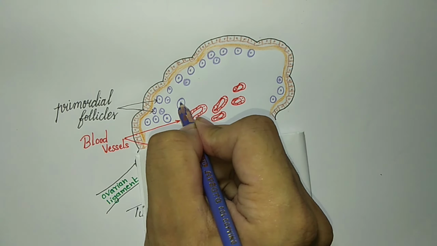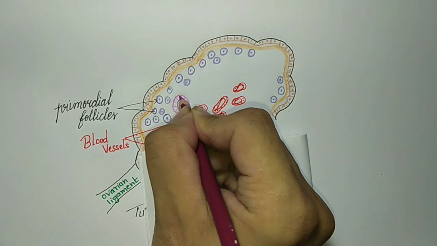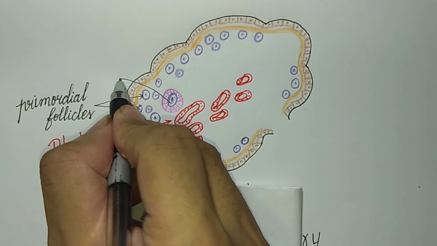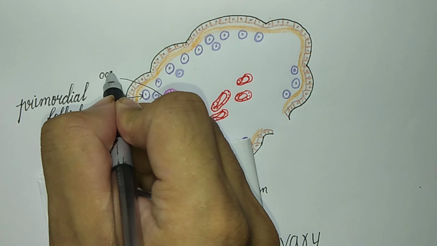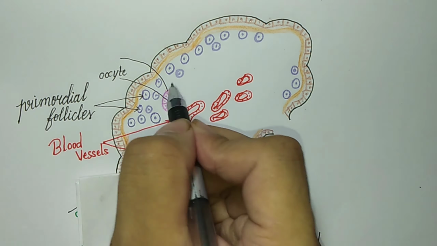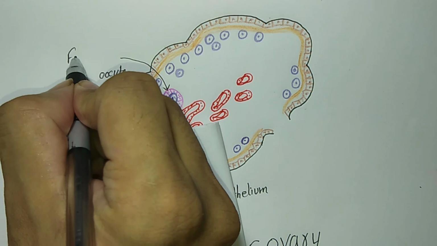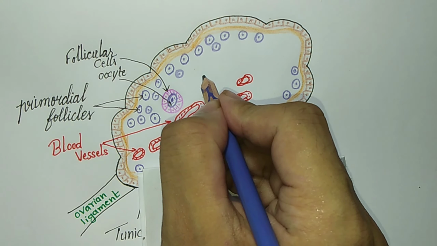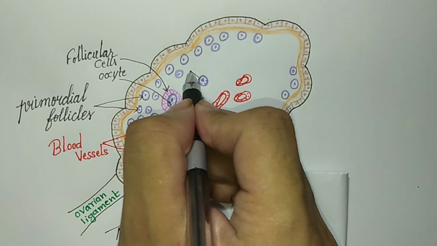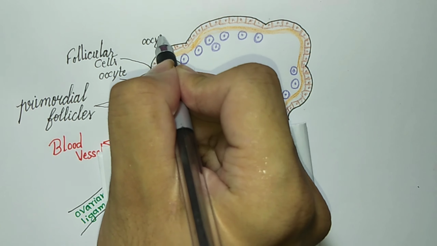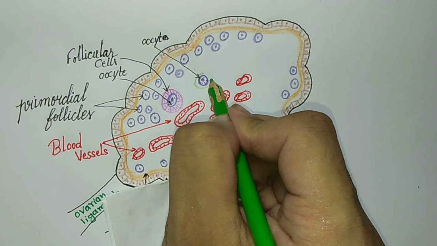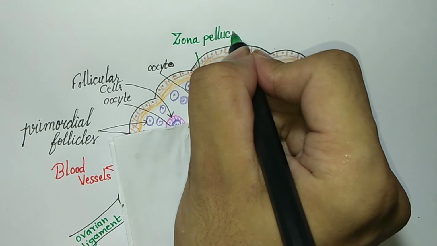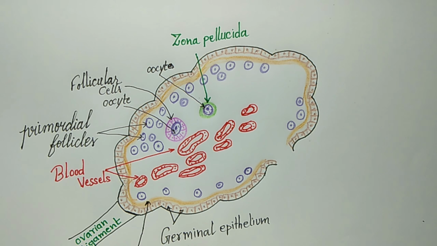Beginning at puberty and under the influence of pituitary hormone, some selected primordial follicles grow and enlarge to become primary, secondary and mature follicles. This one is oocyte. And this one is follicular cells. Primordial follicle changes into primary follicle under the influence of FSH, that is follicle stimulating hormone.